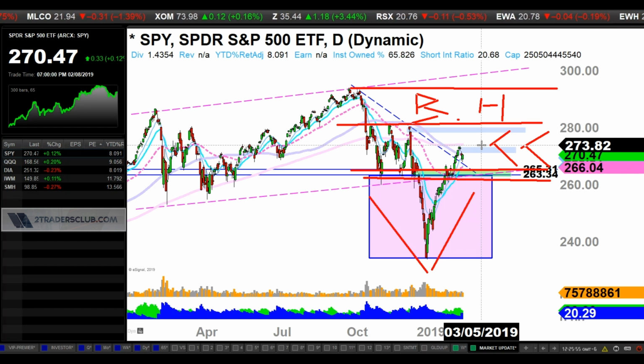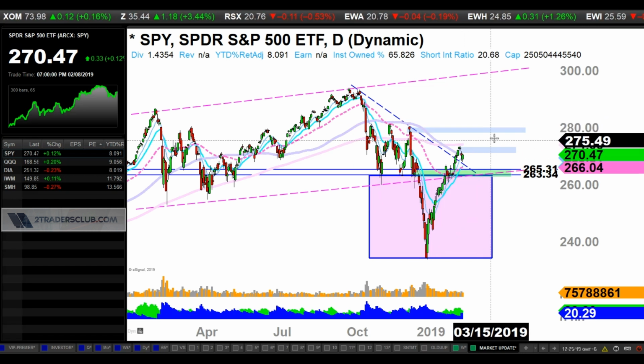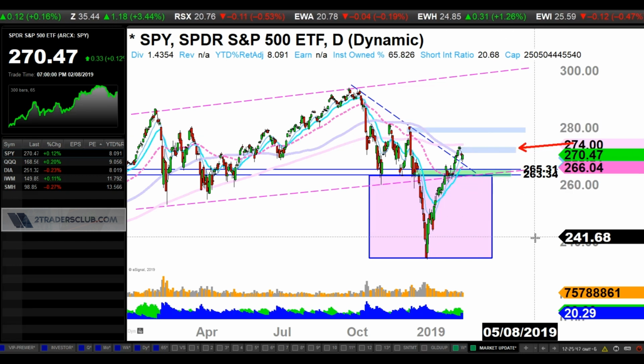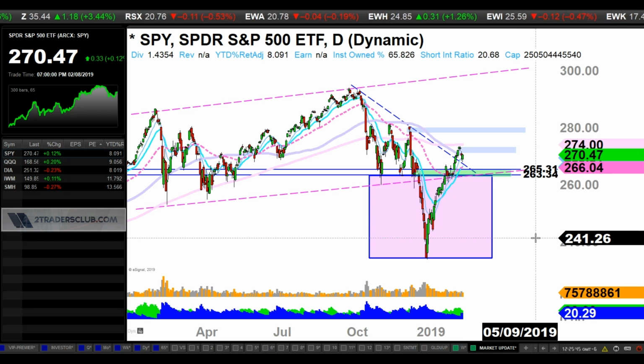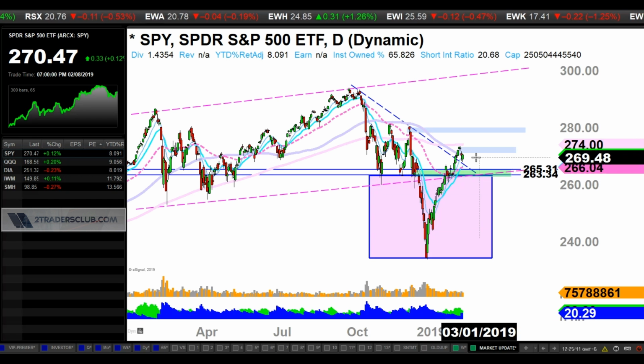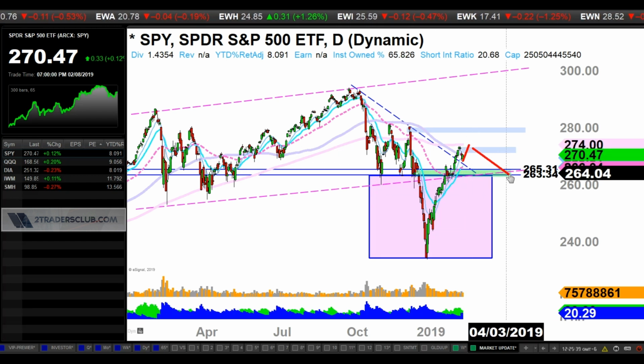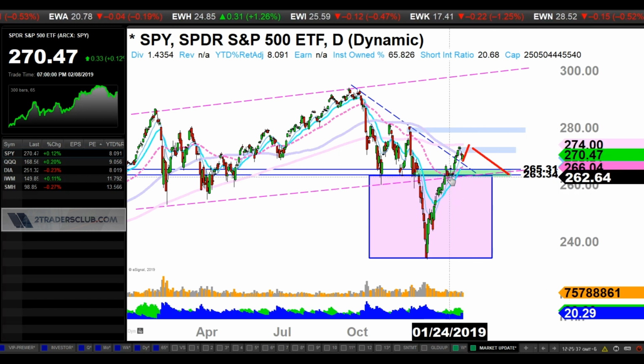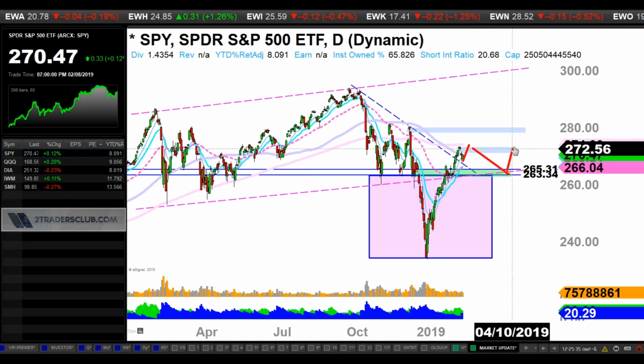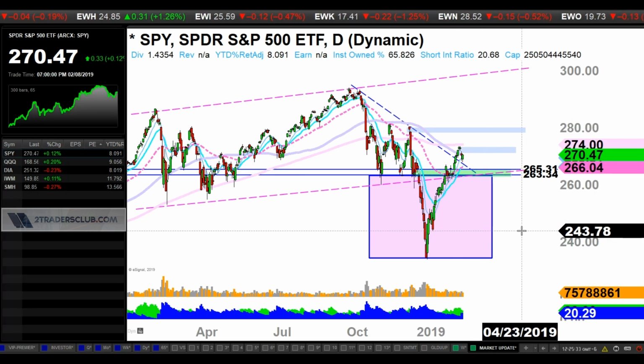I do think we're going to continue higher. I think 280 is in the cards, but in the short term, we need to take care of that gap. Either gap that up, make it into an island reversal, or fill it and continue to rise higher. If we do see this thing coming back down to 265, 263, I think it's going to act as support and then go to the next leg higher. So that's kind of what I'm thinking.